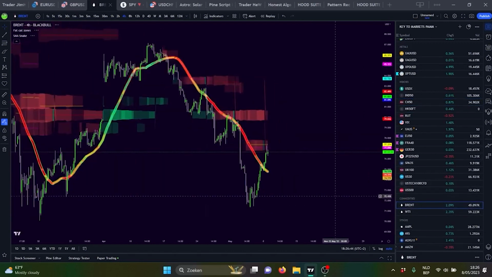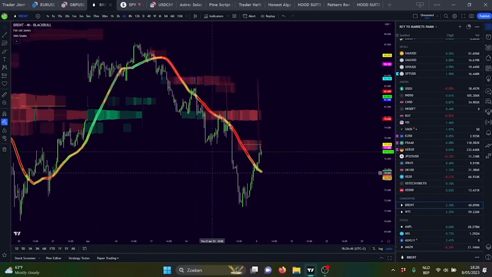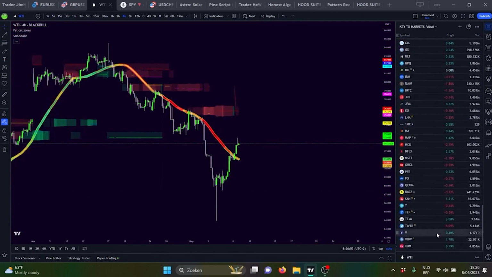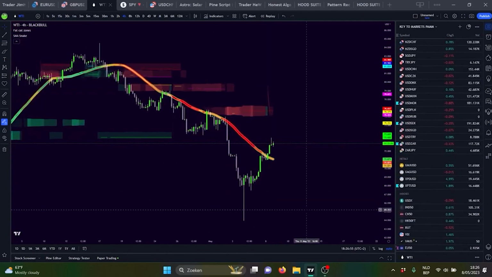Oil. Interesting, but I want to see more of a reaction. Stocks, we're going to stay out. So that's it for this trading session.